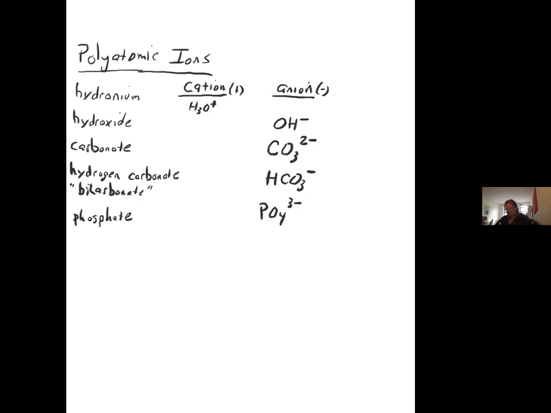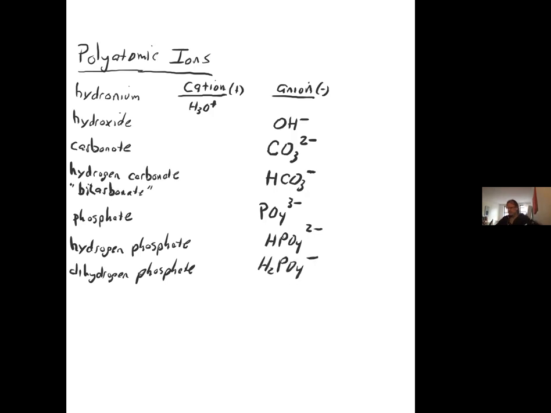Well, guess what? There's also a hydrogen phosphate, just like there's a hydrogen carbonate. It's HPO4 -2. So every time you add a hydrogen, you lose a negative charge. You become a little bit less negative by 1. Okay. You can also have 2 hydrogens, dihydrogen phosphate. So that would have 2 hydrogens and it would be -1.